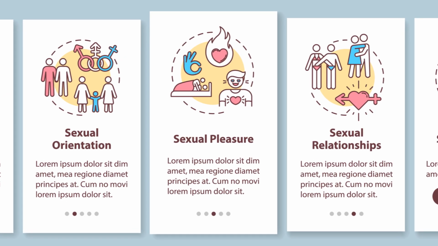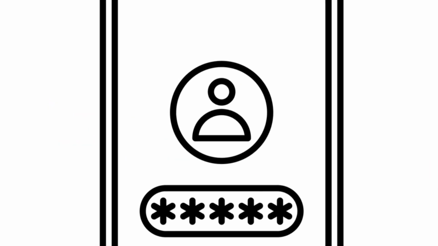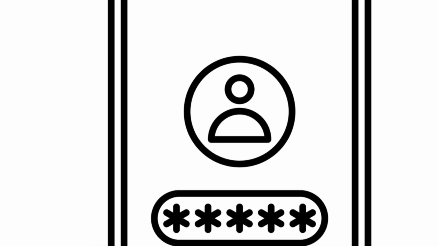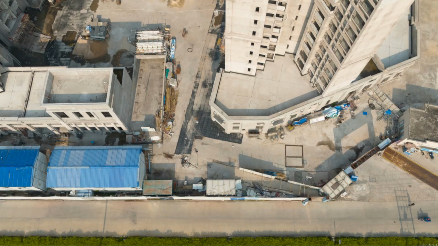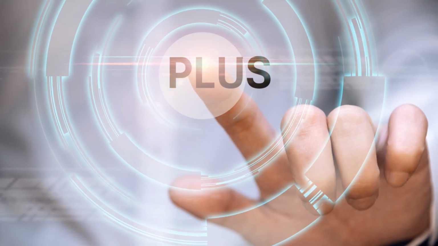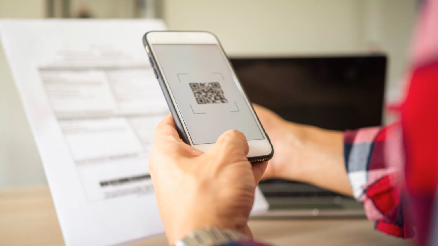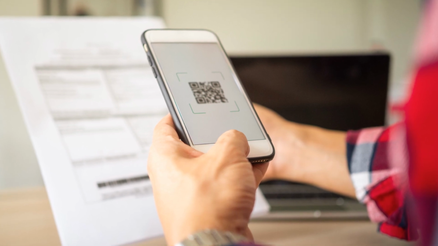Step 2. Select Authenticator app. Scroll to set up an alternative second step and choose Authenticator app. Select iPhone or Android. Step 3. Scan the QR code. Open Google Authenticator and tap the plus icon to add a new account. Select Scan a QR code and point your camera at the QR code on your screen.